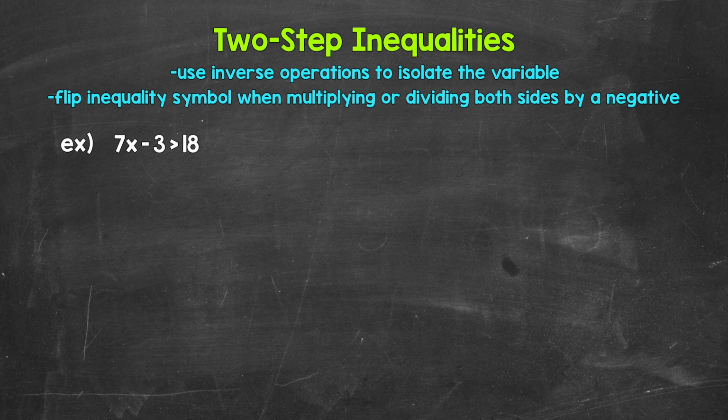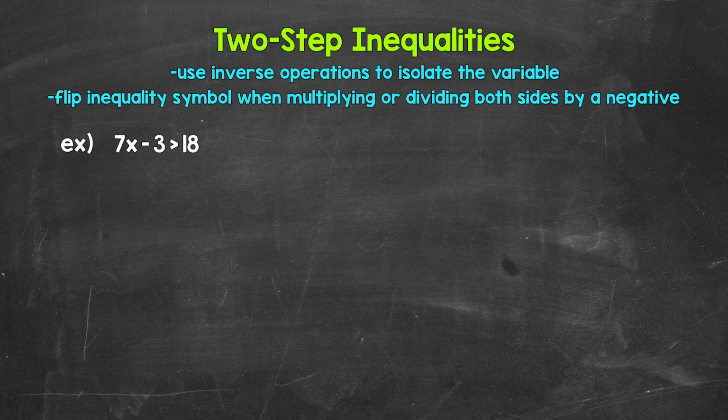In this video, I'm going to cover how to solve a two-step inequality. Now, when we solve two-step inequalities, we want to isolate the variable, get it by itself on one side of the inequality. We do that by using inverse operations. So this is very similar to solving two-step equations. If you can solve equations, you can solve inequalities. One thing we need to be aware of, though, when it comes to inequalities, remember, we flip the inequality symbol when multiplying or dividing both sides by a negative.